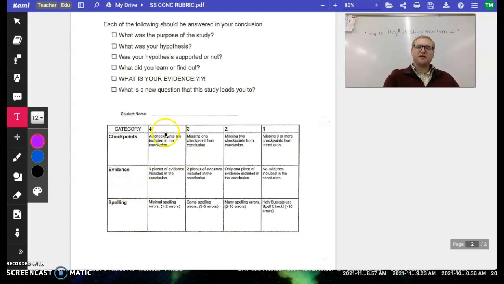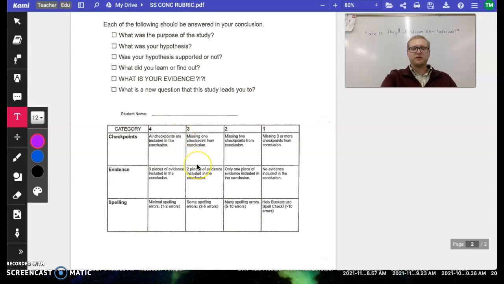If you have 3 pieces of evidence, you get a 4 out of 4. If you have 2 pieces of evidence, you get a 3 out of 4, so you're losing 10% on your grade right away. If you only have 1 piece of evidence, you get a 2 out of 4. You're losing quite a bit of points. And if you have no evidence at all, you get a 1 out of 4.